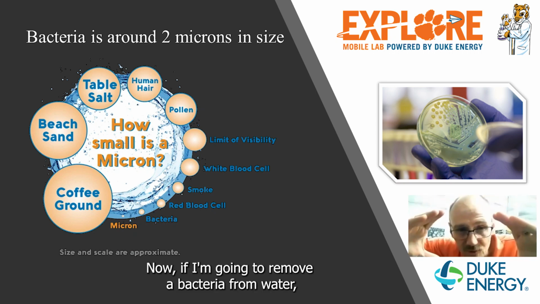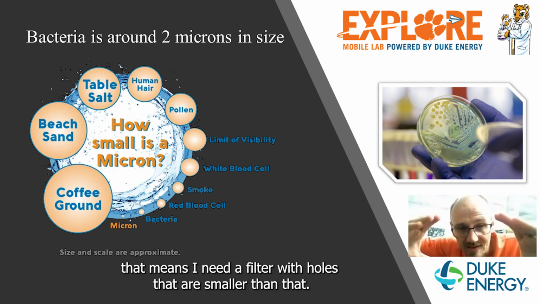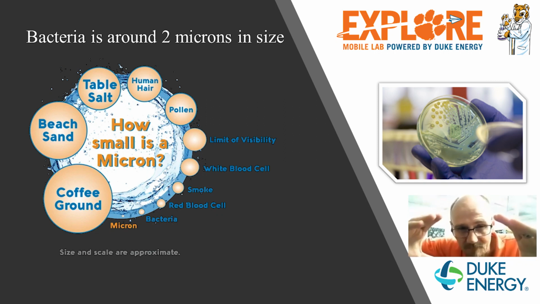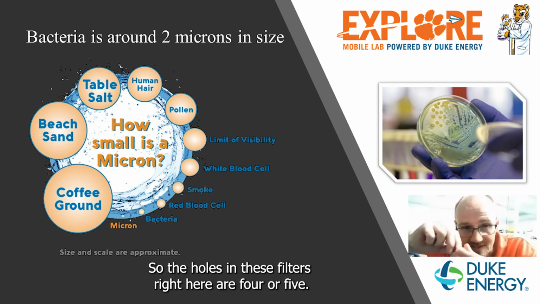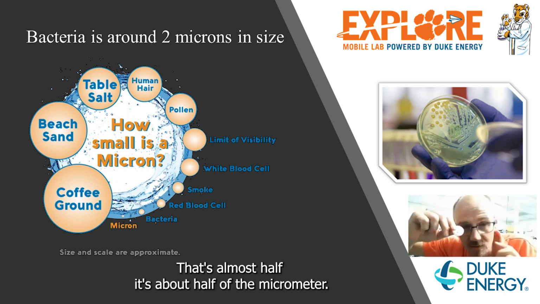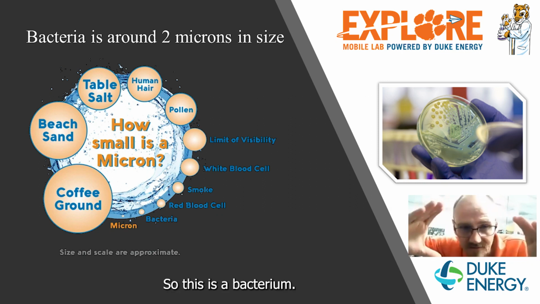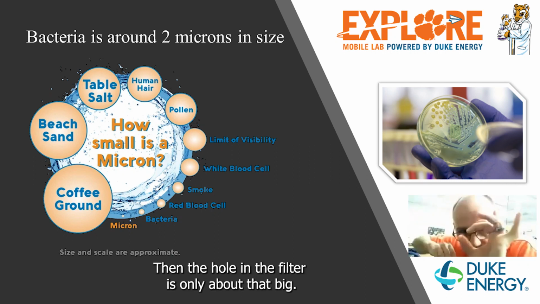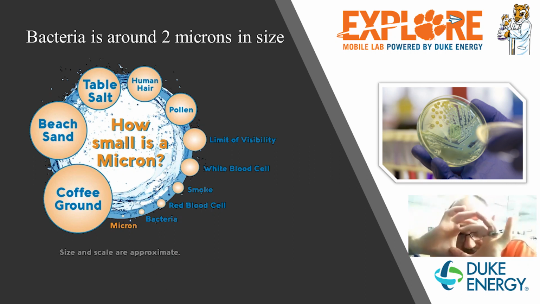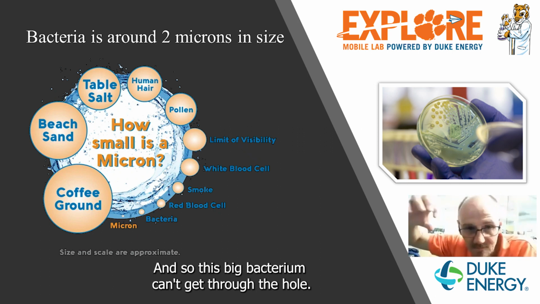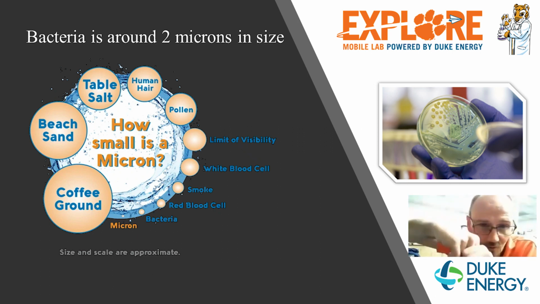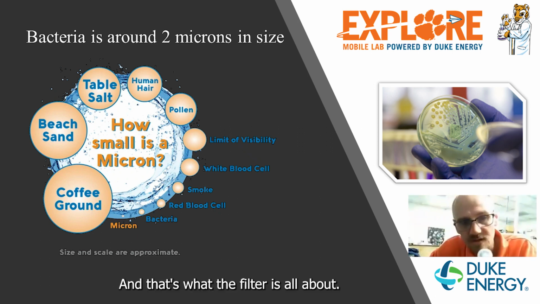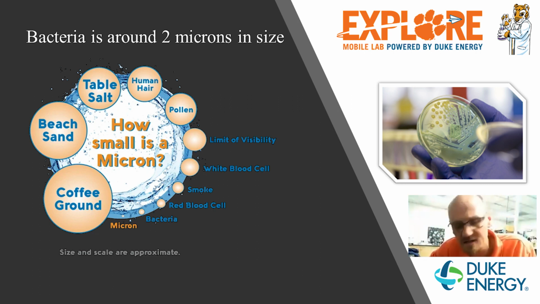Now, if I'm going to remove a bacteria from water, that means I need a filter with holes that are smaller than that. So the holes in these filters right here are 0.45 micrometers. That's about half of a micrometer. So if this is a bacterium, then the hole in the filter is only about that big. And so this big bacterium can't get through the hole. And that's what the filter is all about. I mean, that's a pretty simple concept, I guess.